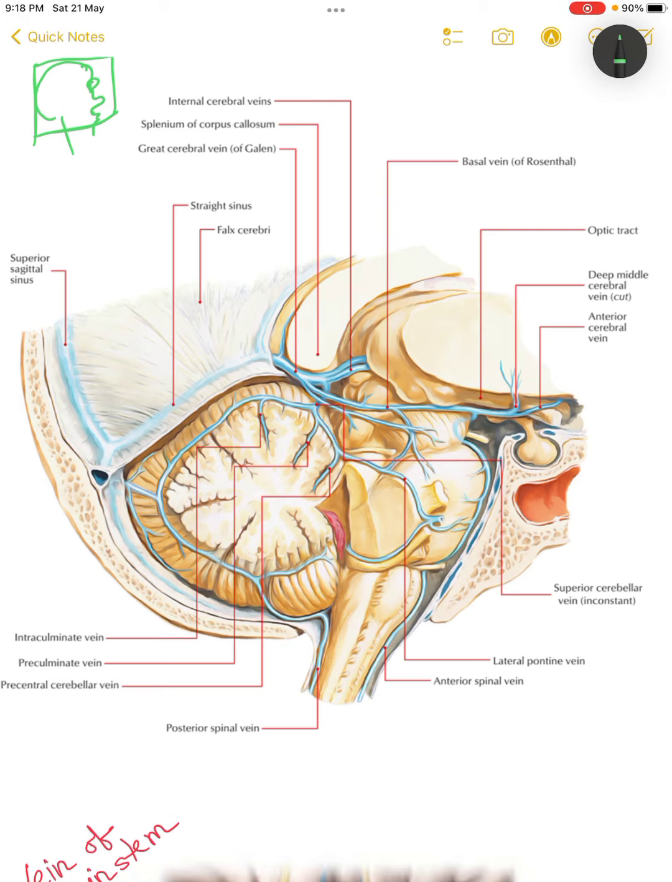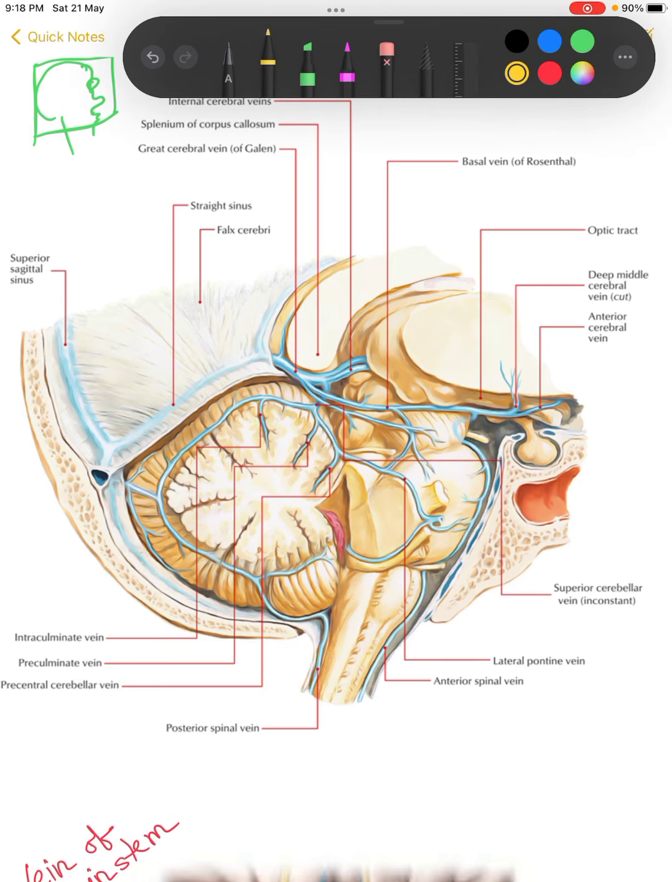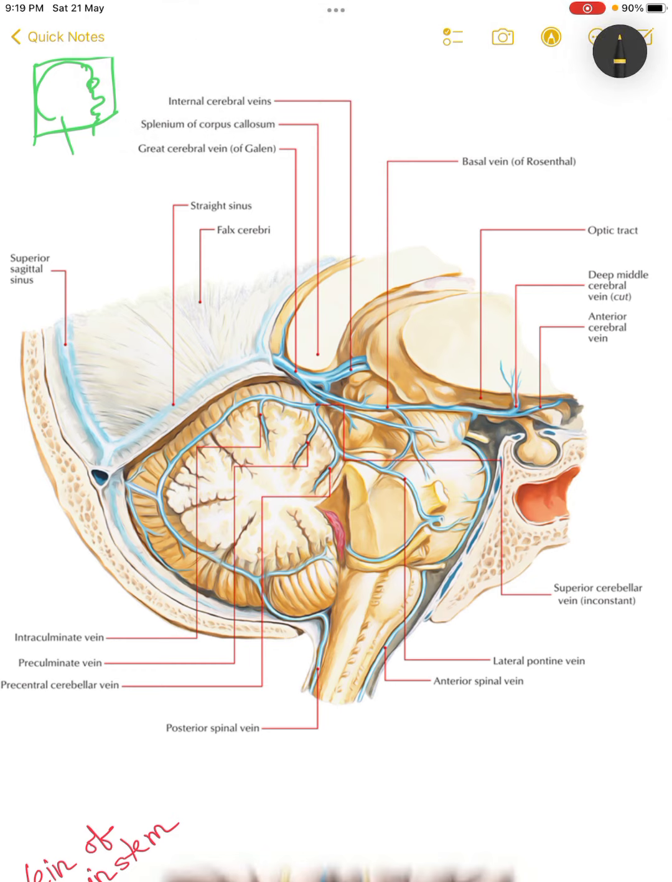So we have two main veins. One is our basal vein, the basilar vein, and the internal cerebral vein, right? Now let's focus on how these two are anastomosing, or how these two veins are supplying.